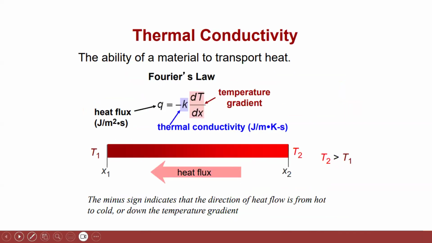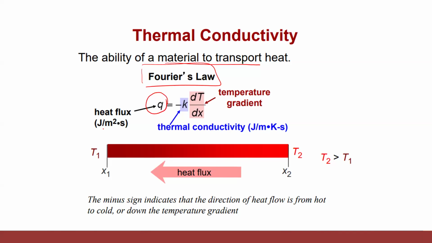Next, we need to know thermal conductivity. Thermal conductivity is the ability of materials to transport heat. So we use Fourier's law for doing calculations for thermal conductivity questions. So heat flux means the joules, the energy per square meter per second, how much heat energy is transferring per unit area per unit time, per second. That we call the heat flux.